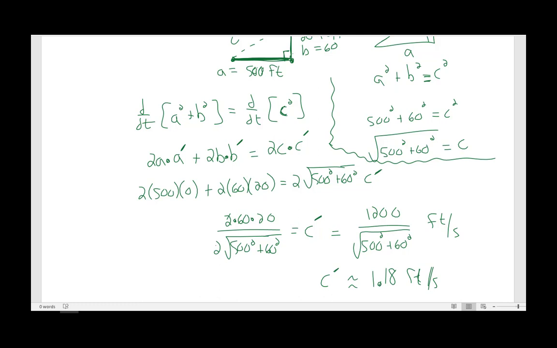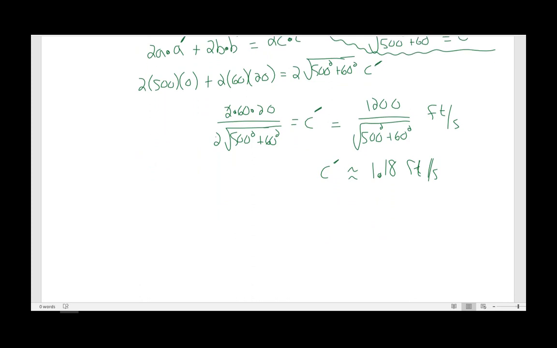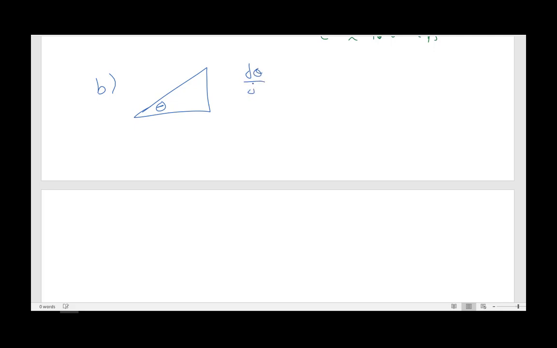Now, let's look at letter B. Letter B said, how fast is the angle changing at that same moment? So letter B, how fast is the angle changing at that moment? All right, so again, let me just sketch my triangle here. What's the angle of elevation? We're looking for the change of this angle. We want d theta dt is what we want within that triangle.